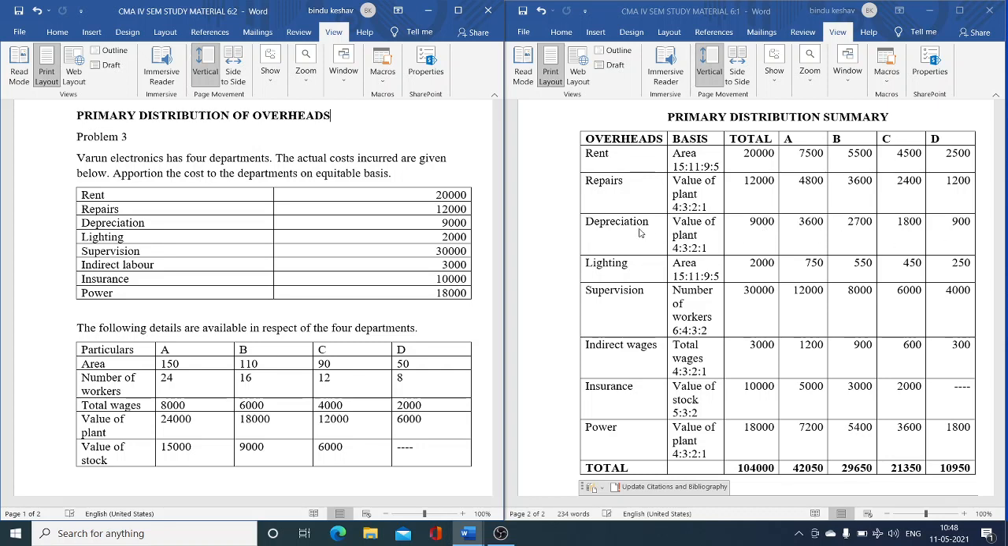So now the overhead cost of depreciation, rupees 9,000, is distributed among the different departments based on the value of plant, and the ratio is 4:3:2:1. The next item is lighting, 2,000.